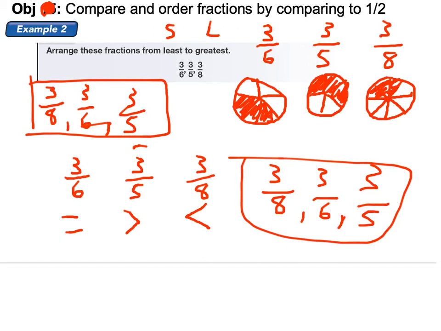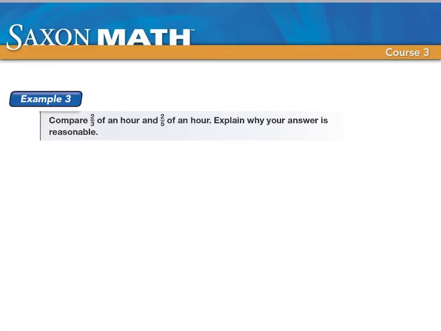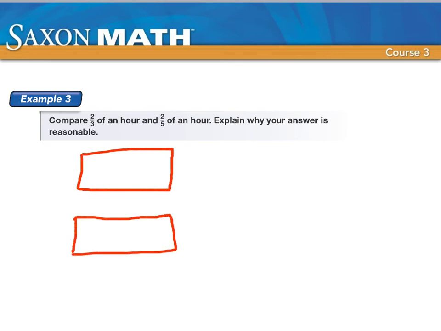Alright, let's move on to the next example. Last one. Last example for the day. It says, compare 2/3 of an hour and 2/5 of an hour and explain why your answer is reasonable. So they just want me to tell, is 2/3 of an hour equal to, bigger than, or less than 2/5 of an hour? Well, we can draw a picture if we want. And we'll draw another picture about the same size. 2/3 of an hour, that means 2 out of 3.